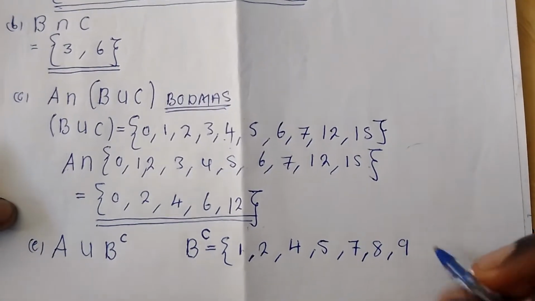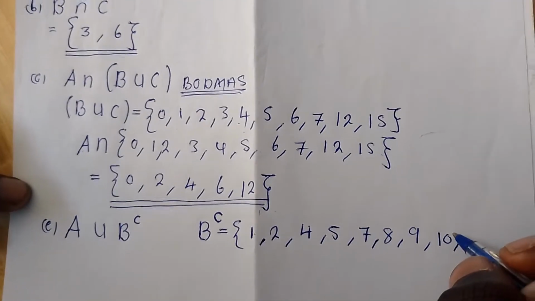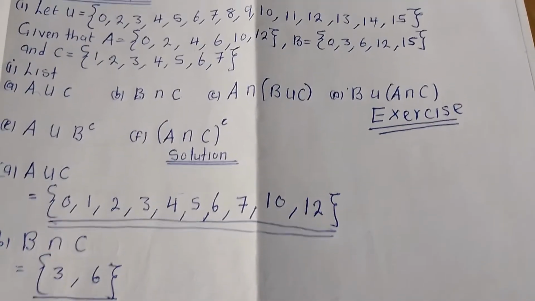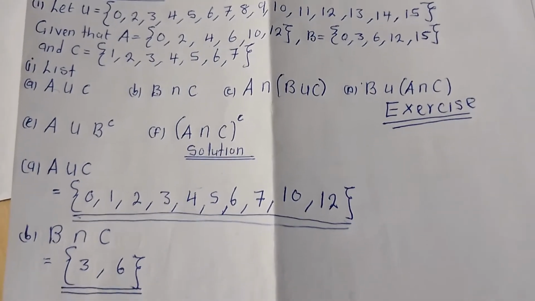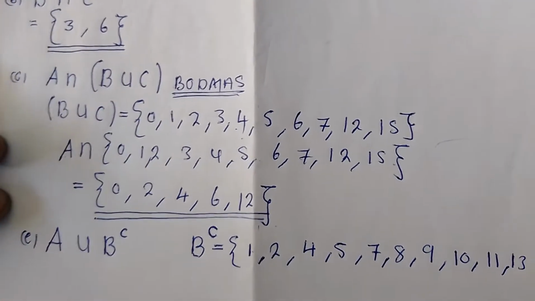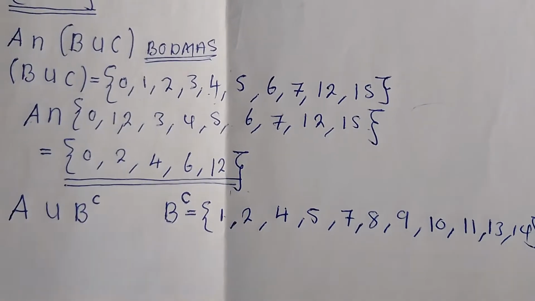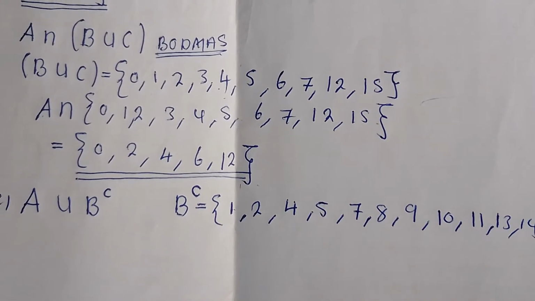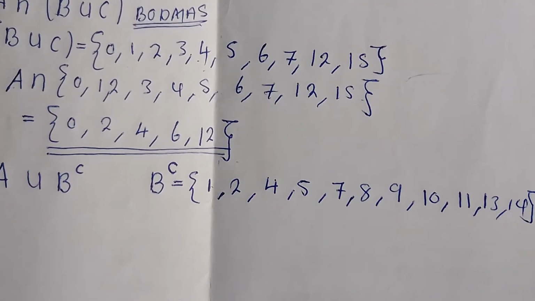Please make sure that you do it slowly so that you'll be able to get what you are doing. Then we're going to have 11 here, 13, then a 14 here. So now we have B complement. That is, we have removed the elements that are found in B from the entire set that we have.